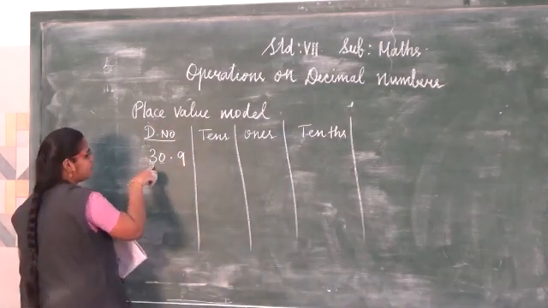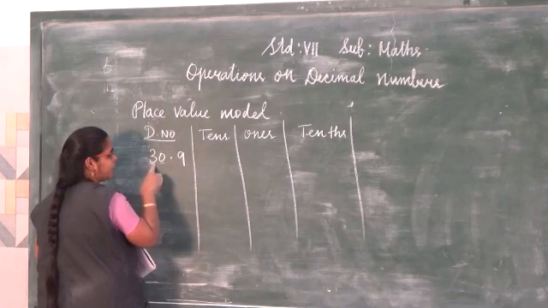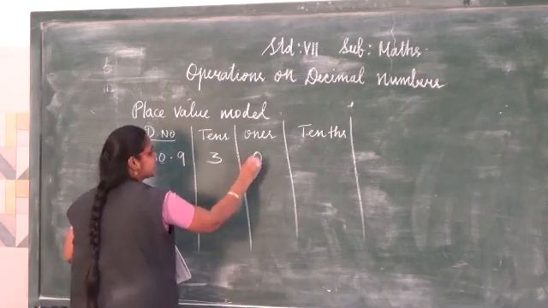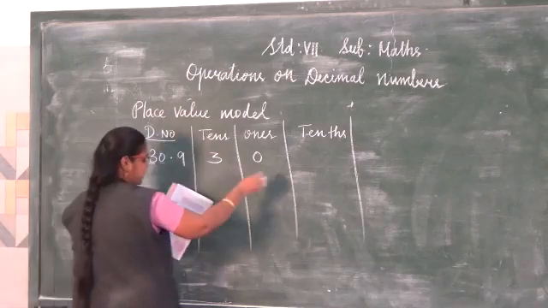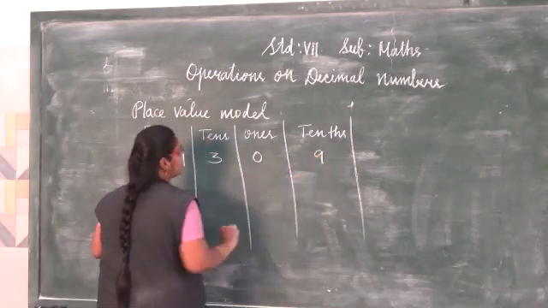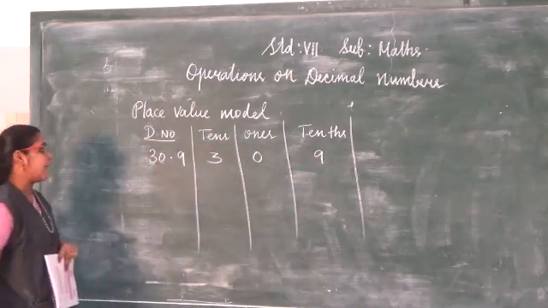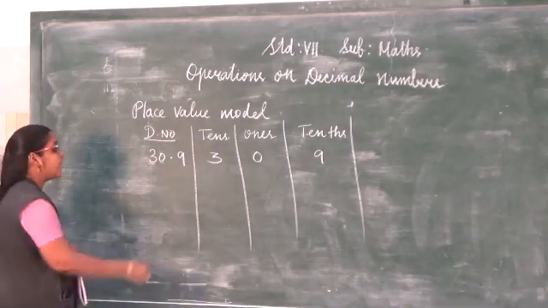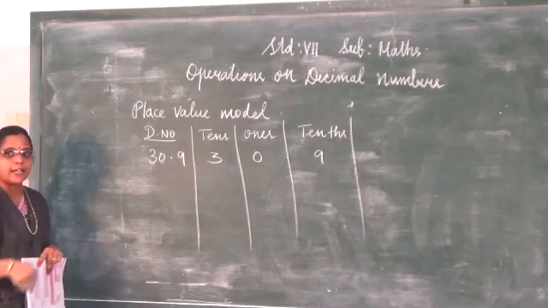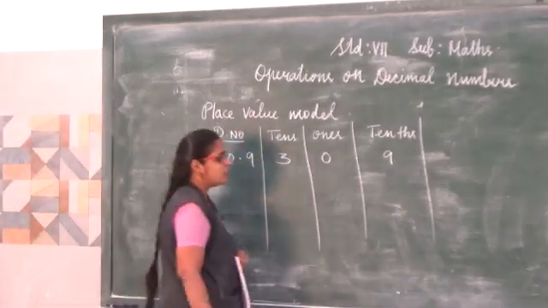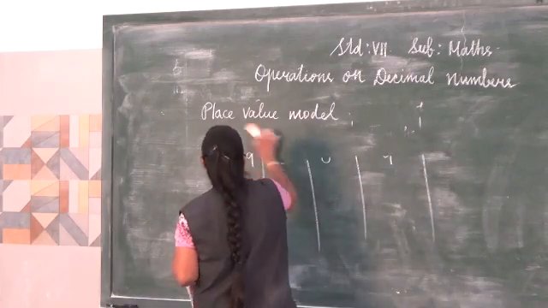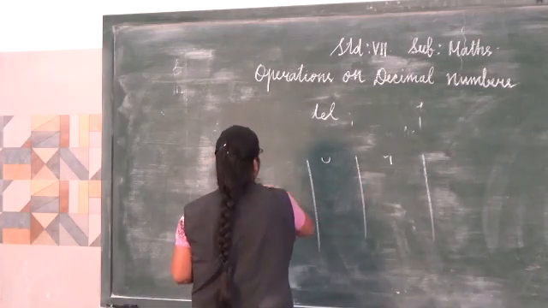So here in the place of tens what is the number they have given? 3. In the place of ones the number is 0. In the place of tenths the number is 9. So this is the way you have to write in the place value model. Then we have to simplify addition and subtraction. So now we will go to the exercise problems.